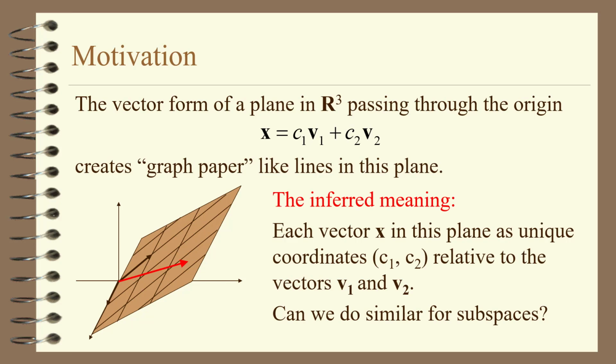We want to know, can we generalize that for all subspaces? Now you should notice two things about the way I've set up this particular vector form of a plane. First, it requires two vectors, and those two vectors are in different directions. They are therefore independent because they're not multiples of each other. But also, the equation itself says that every single vector in this plane can be formed as a linear combination of v1 and v2. So v1 and v2 span the space of the plane. What we want is to take those two ideas and carry them forward.